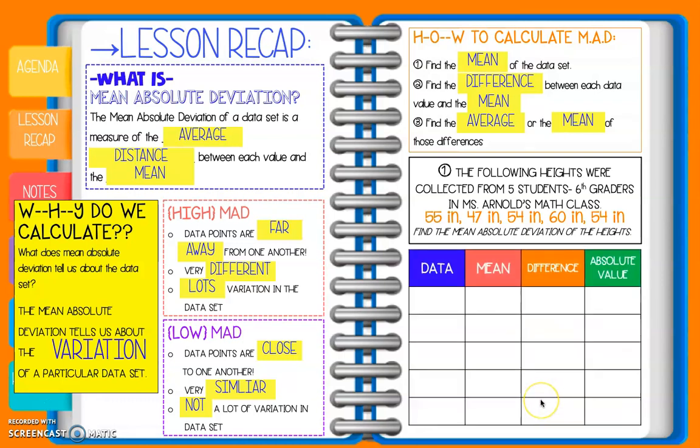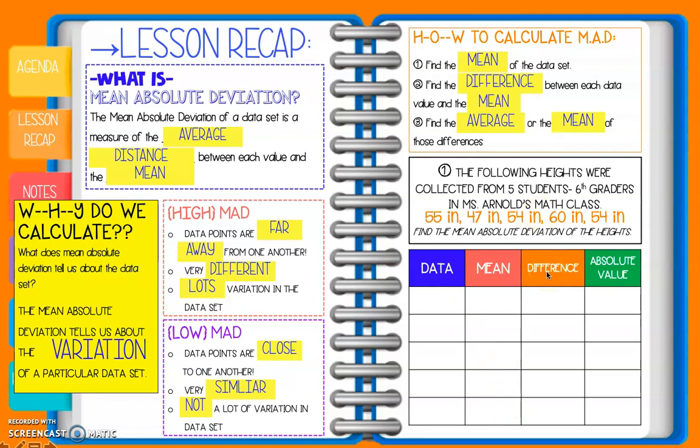We've got 4 columns in our chart, and you can just do like a double T chart. In the first column, that's where we're going to list our data. So on your paper, you need to draw a column and you need to title it, "This is my data." In the second column is where we're going to put the mean. So in your second column, you need to write the word mean or put an M, something to remind you that this is where the mean is going to go.